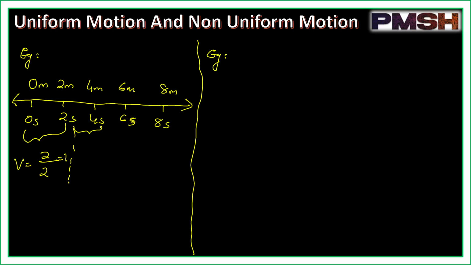Now let us consider this interval. What is the distance covered in this interval? 2 meter to 4 meter. So the distance is 4 minus 2, that is 2 meter distance, isn't it? And the time interval is also 2 seconds. Clear? 2 second to 4 second means it is 4 minus 2, that is 2 seconds. So again the velocity becomes 2 by 2, which is equal to 1 meter per second.